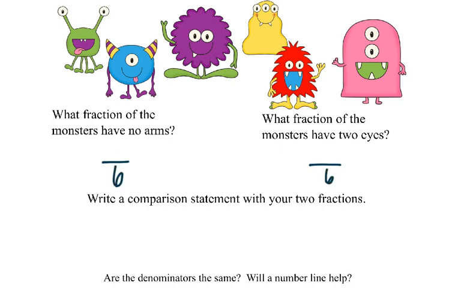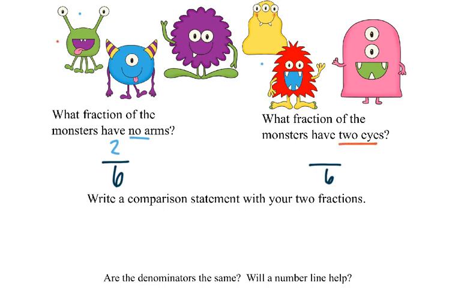I know both of them are 6 without even reading. So we're going to look at how many have no arms. Well, 1, 2, I only see 2. So 2/6.